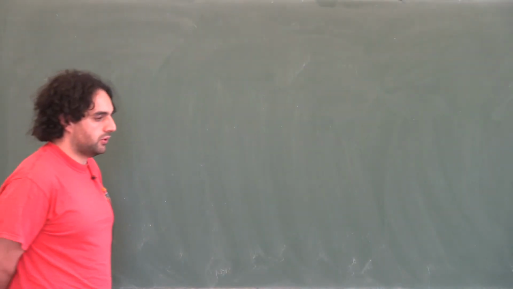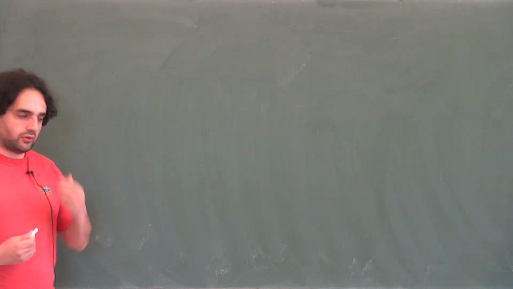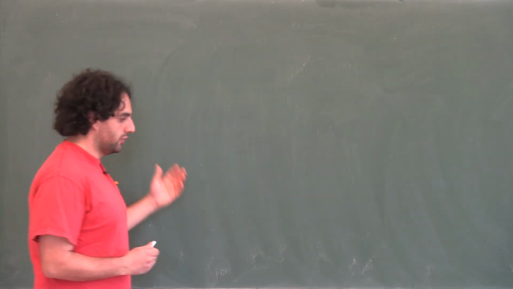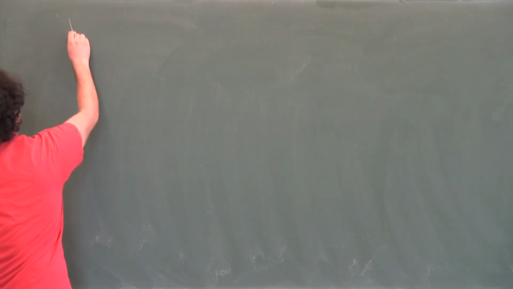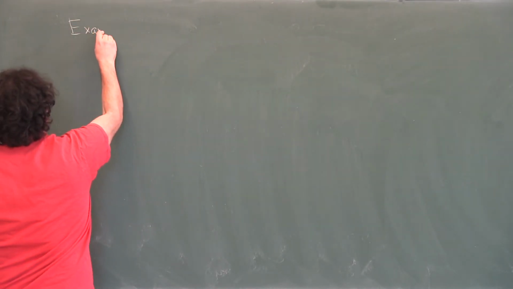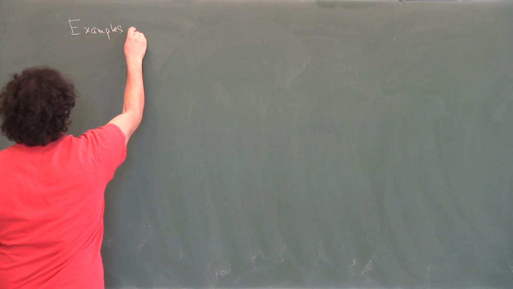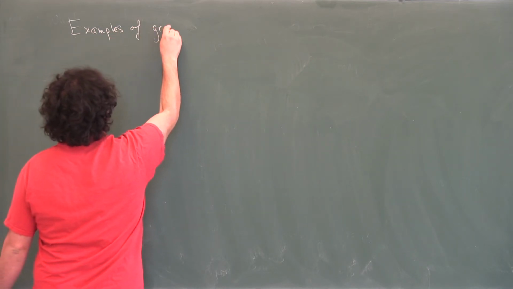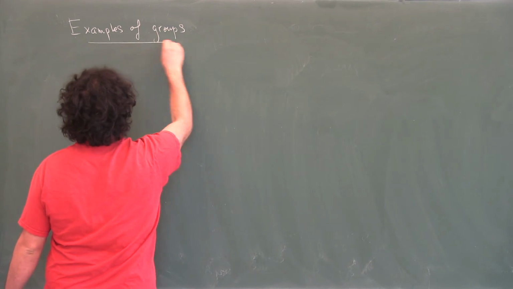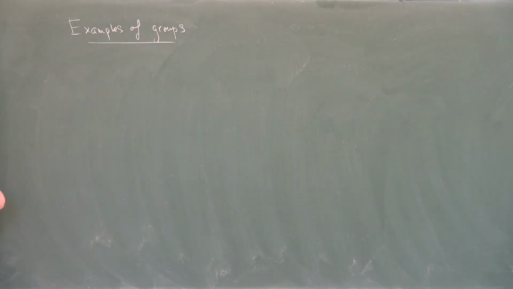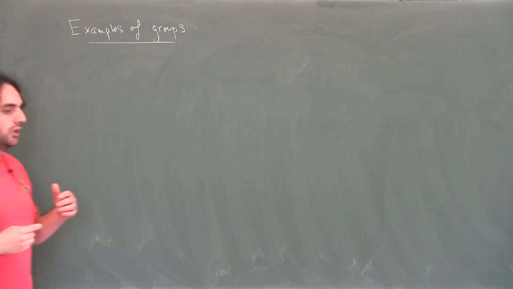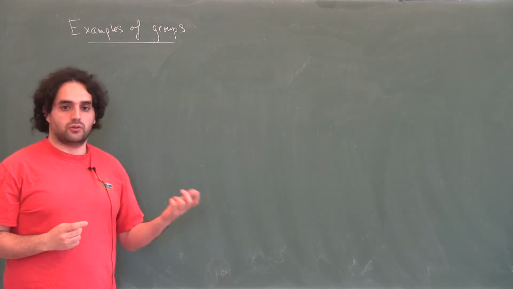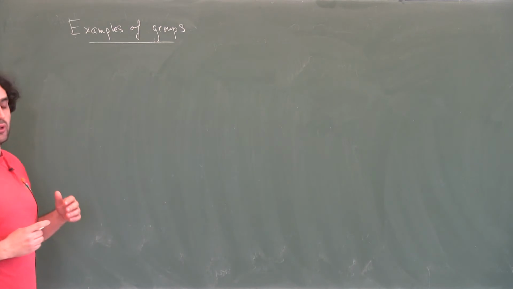Okay, so now that we've seen the definition of a group and tried to explain a bit more concretely what it means, let's see some examples. So let me start out with some trivial examples and then do two non-trivial examples, as I mentioned before.